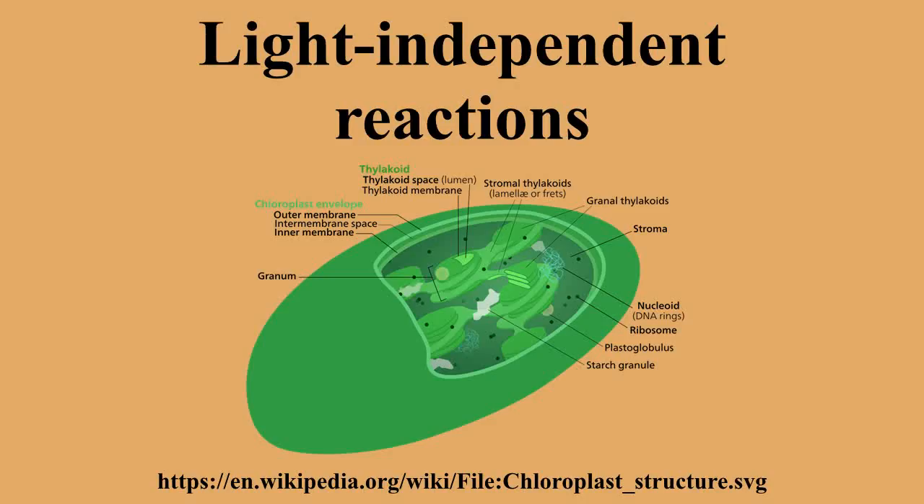For example, the immediate products of 1 turn of the Calvin cycle are 2 glyceraldehyde-3-phosphate molecules, 3 ADP and 2 NADP+. Each G3P molecule is composed of 3 carbons. In order for the Calvin cycle to continue, RuBP must be regenerated.